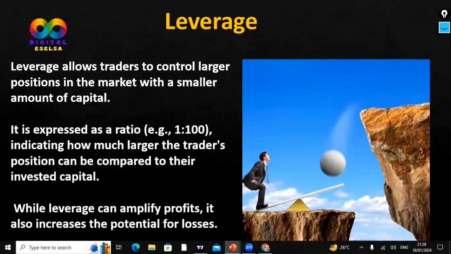Right? So leverage is another important concept. Leverage allows traders to control larger position in the market with a smaller amount of money. It is expressed as a ratio. Example, 1:100. Every broker will give you leverage. I'll still show you. If you say you already have an account with SNS will give you a leverage of 1:2,000. What that means is that the broker is lending you some amount of money.